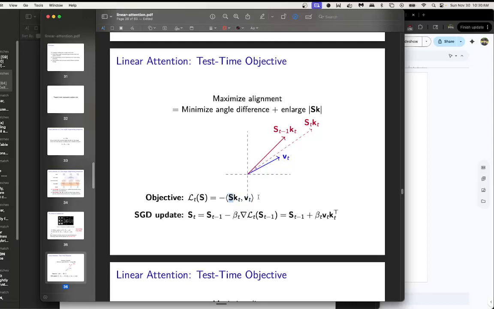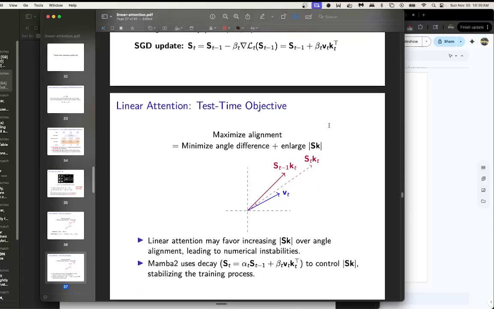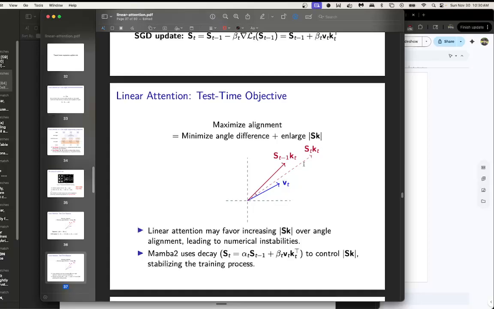The dot product, the similarity between these vectors, should be maximized so that the loss when we add this negative is minimized, right? And like I mentioned, two ways to do that: minimize the angle or maximize the magnitude. The worrying thing is that there's nothing enforcing the norm of this projected S_t k_t. We're not penalizing a large norm here. So it might just learn to make this as large as possible rather than actually minimizing the angle between them and having them quote unquote point in the same direction in vector space.